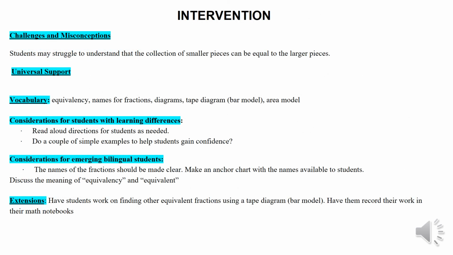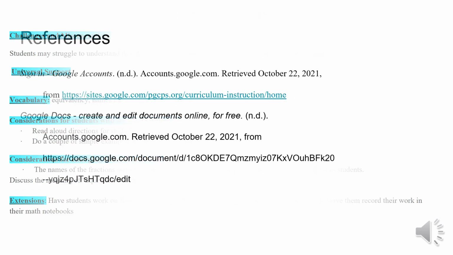The universal design for learning, where children are able to engage, express themselves, and be able to use representations. For people that have different learning experiences, imagine bilingual students, what needs to be done? Maybe we need to read and do different examples together. Make sure that there are anchor charts in the room and the fractions are labeled, and discuss the meaning of equivalency and equivalent, and students have extension work to be able to move forward. So every data that is being captured helps us to determine the next step as to the different types of intervention that will be used for the children.